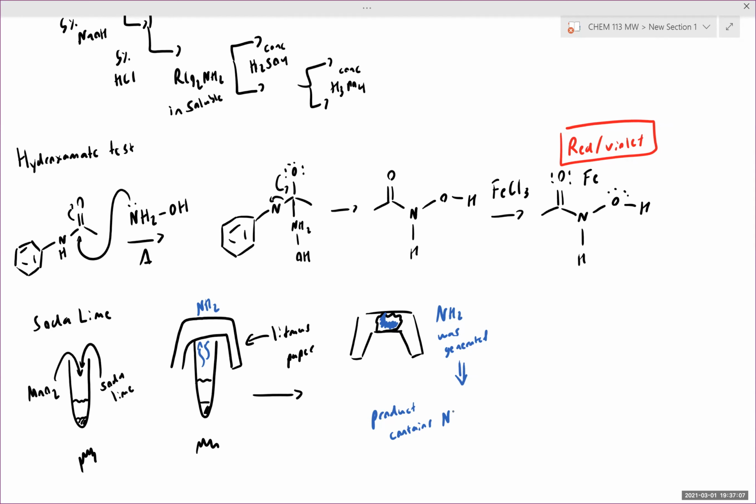Does everyone understand the role of the Sodalime test? It's essentially an exhaustive oxidation of our product and degradation of our product. And as a result, ammonia gas is liberated from our product if it contains nitrogen, and that in turn will change the color of our litmus paper during heating. Any questions on the Sodalime test?